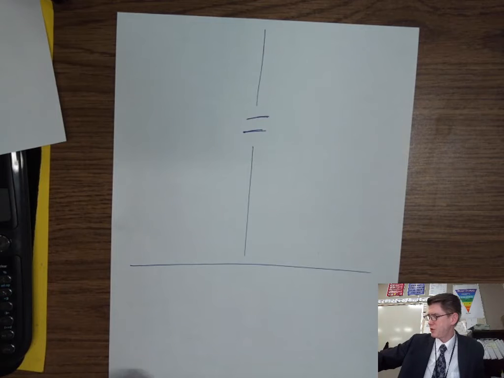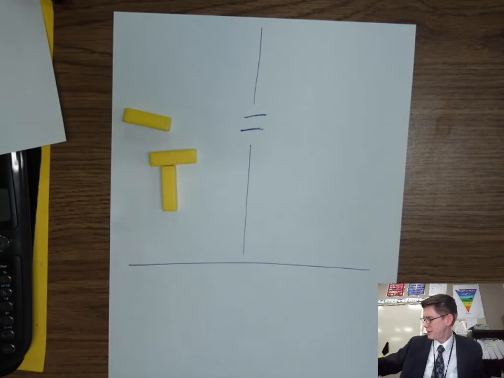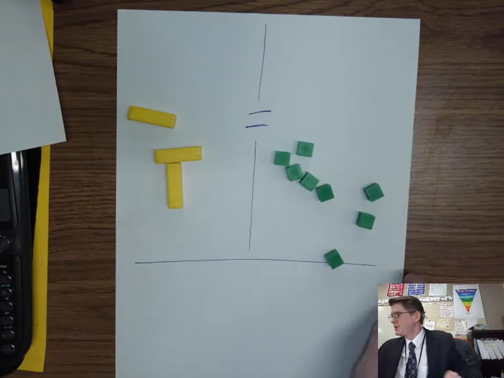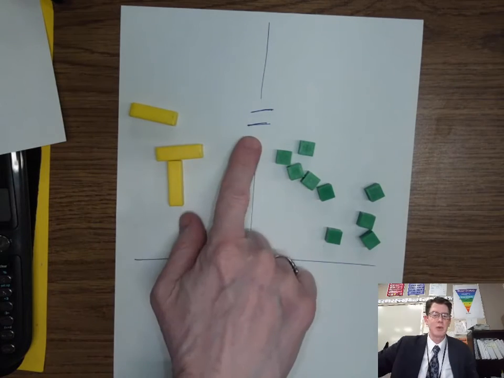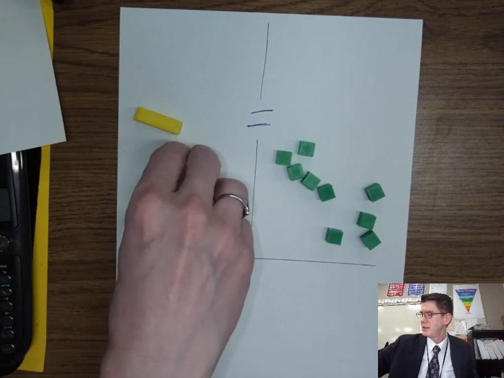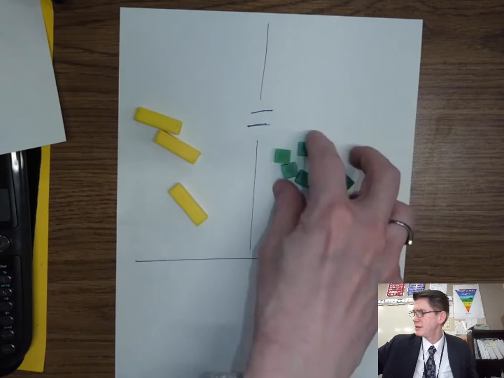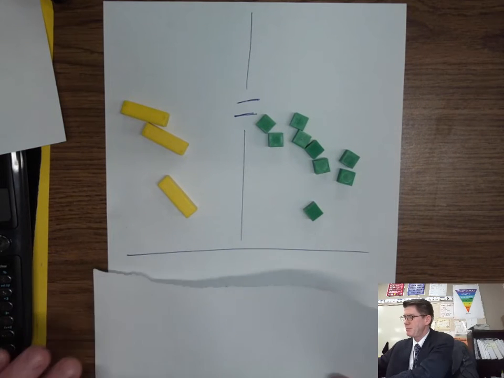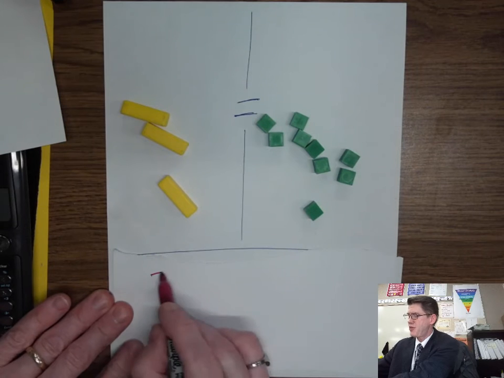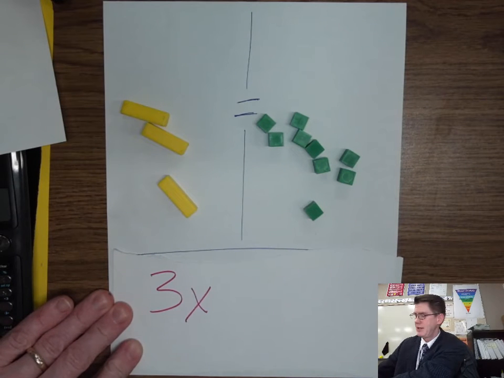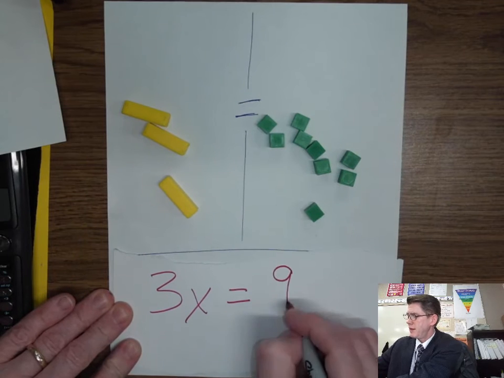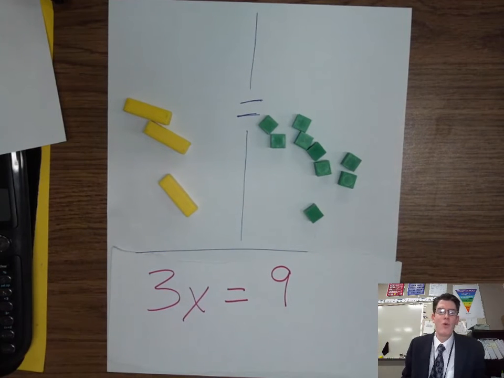If I show you this picture right here, this is an equal sign. So over here I've got this and I've got this. Now what am I saying? Well, with this picture, I am saying that I've got 3 x's on that side, and they equal 9.